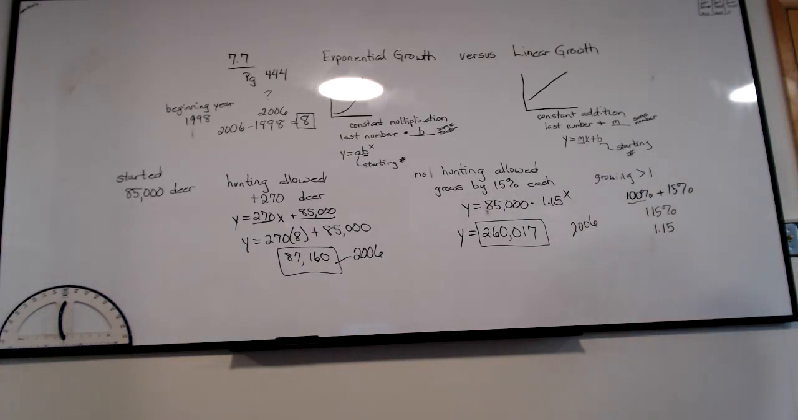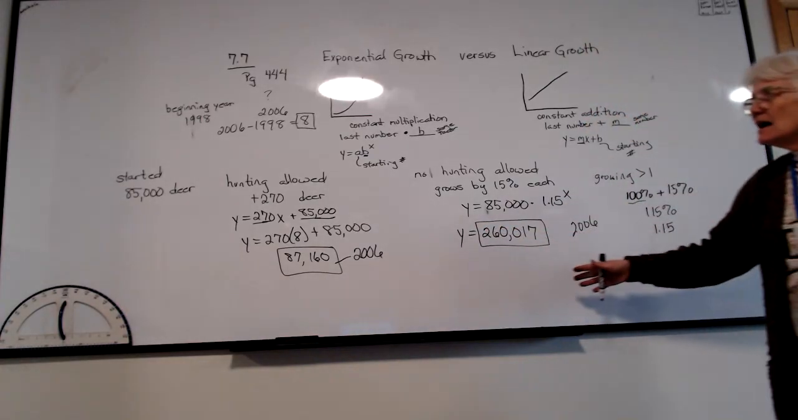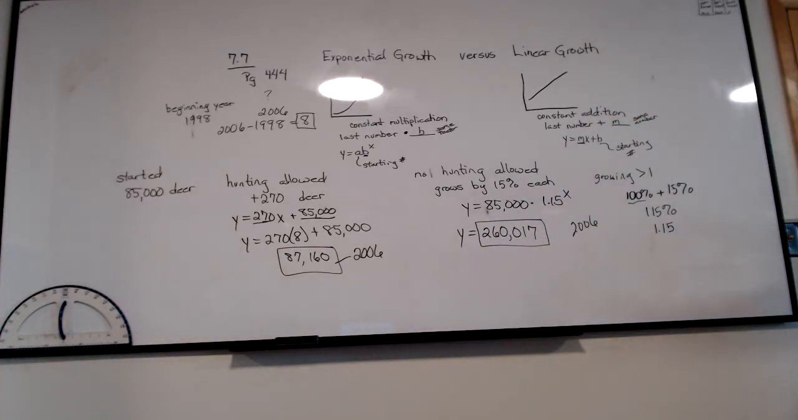Now, what if they had predicted hunting allowed and they came up with formulas, one linear and one exponential, of the same thing? Would they be different answers? Do you see how different those are? Growing by 15% is not the same as adding 270, and they're quite different. People make mistakes.